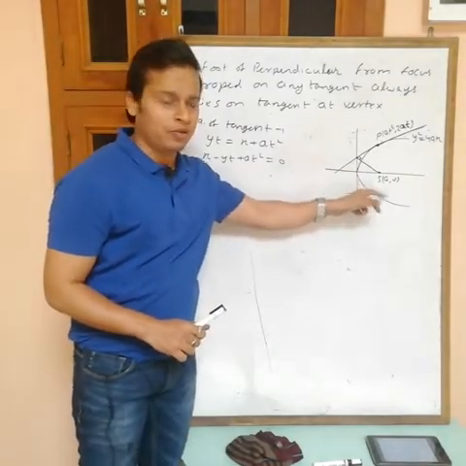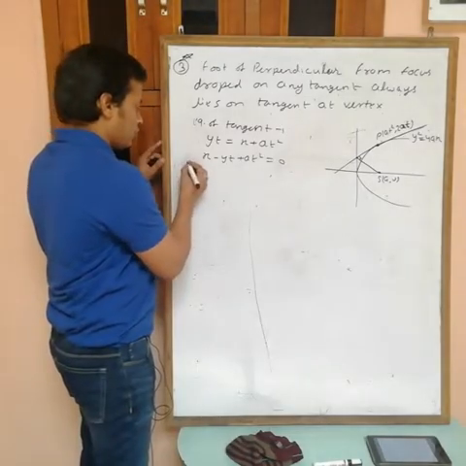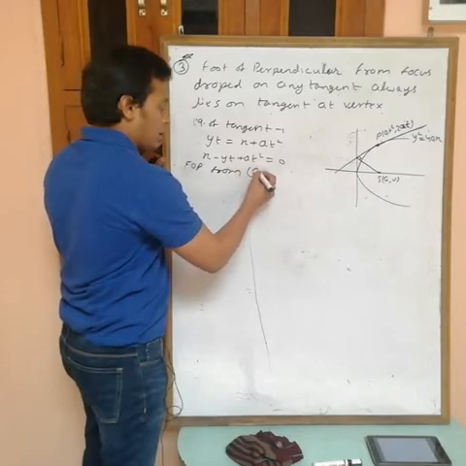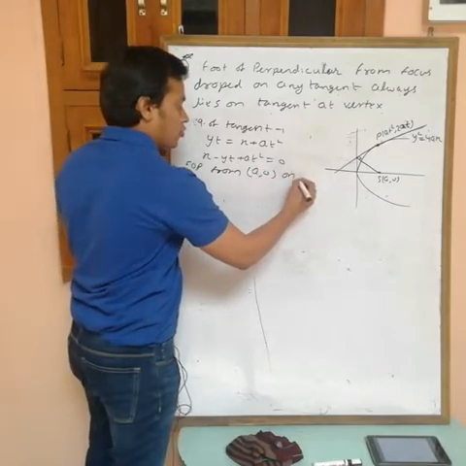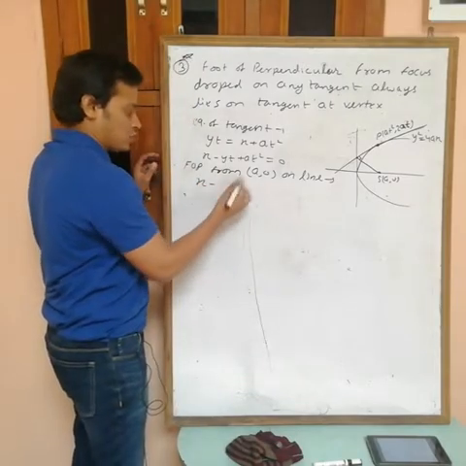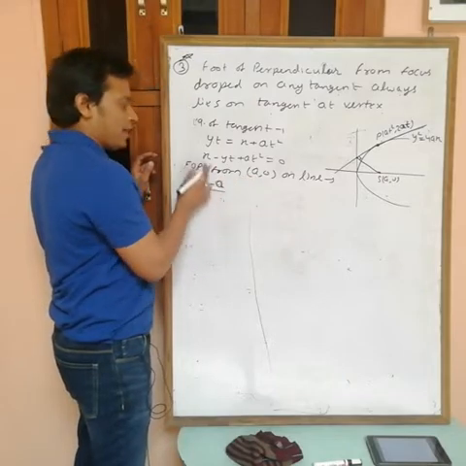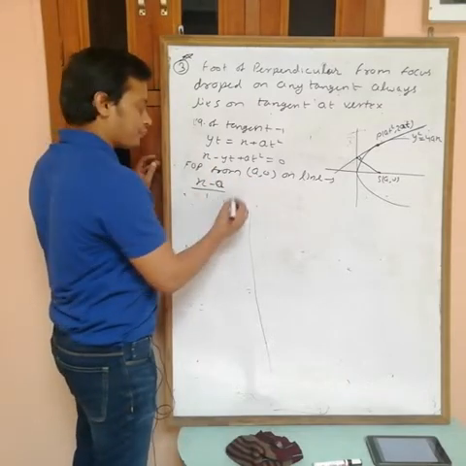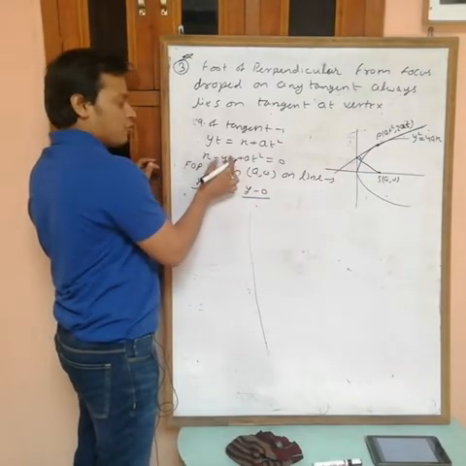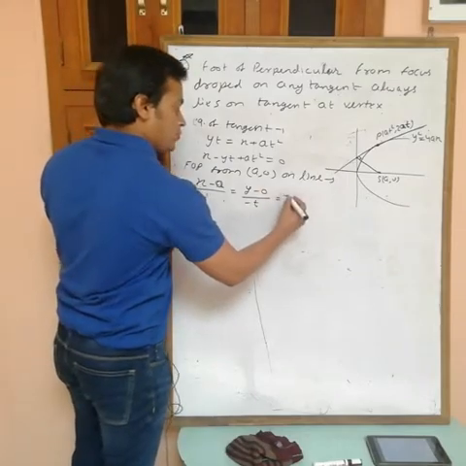We want foot of perpendicular. So formula of foot of perpendicular is, foot of perpendicular from a comma 0, okay, on line. Use the formula. Formula is x minus x1 by a, A is the coefficient of x, equals to y minus y1 by b. B is coefficient of y, that is minus t, okay, equals to minus.